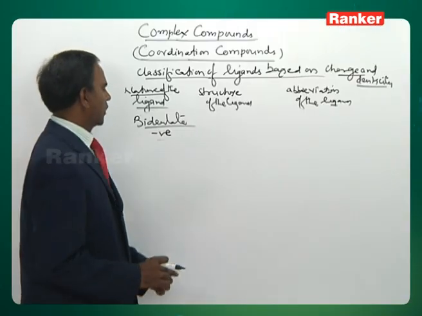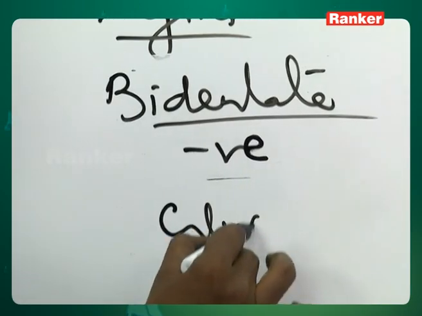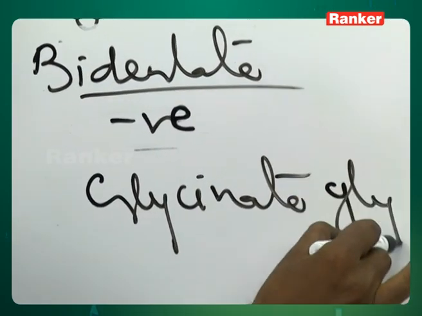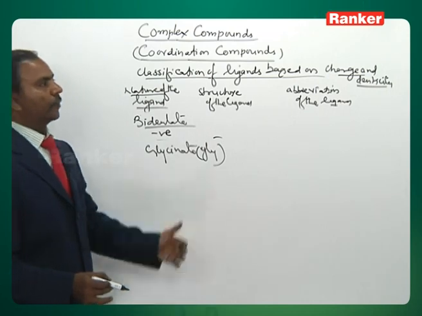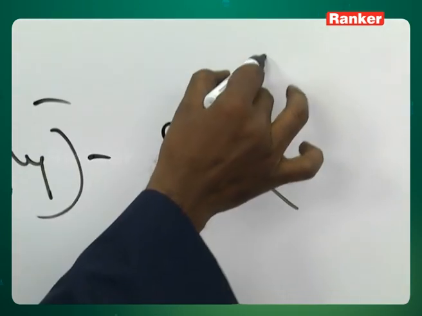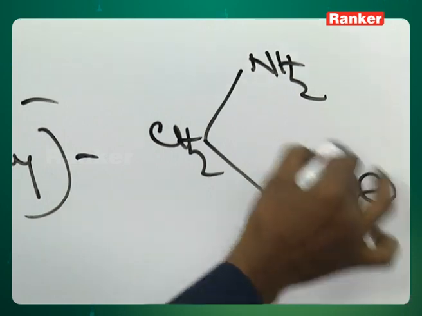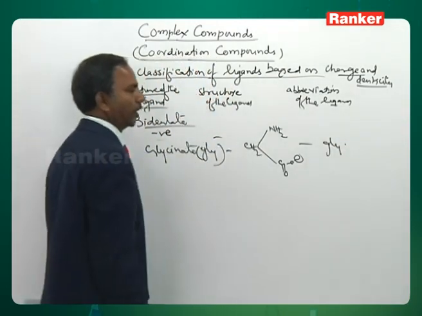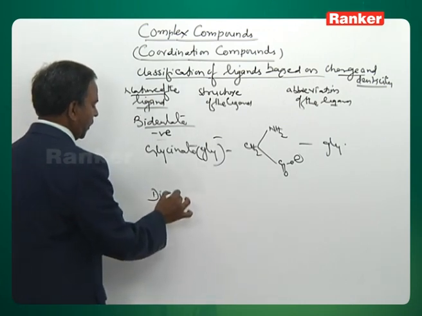Wait, some more ligands, let me write negative bidentate glycinato. Glycinato, GLY, glycinate, GLY minus, it carries a single minus. What is the structure of this glycinato? It is NH2, C double bond O, O minus, glycinato ligand. It is abbreviated as GLY, glycinato.